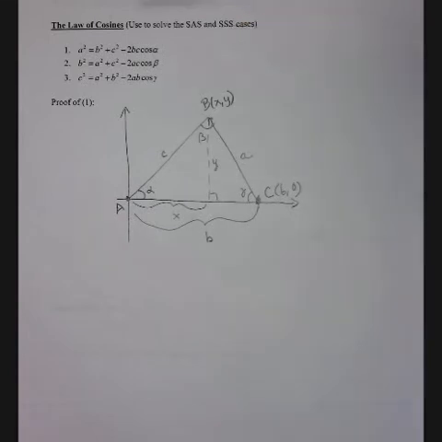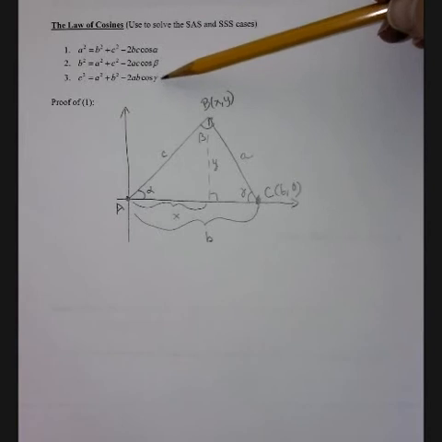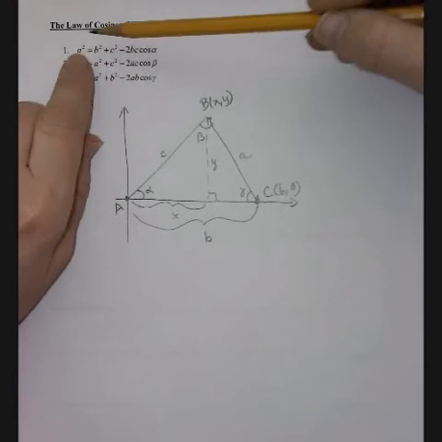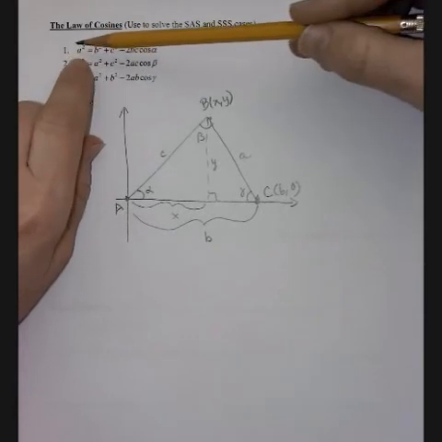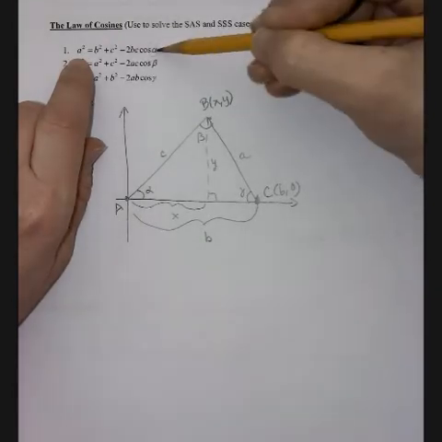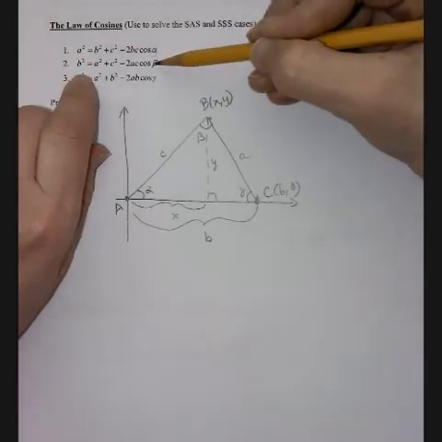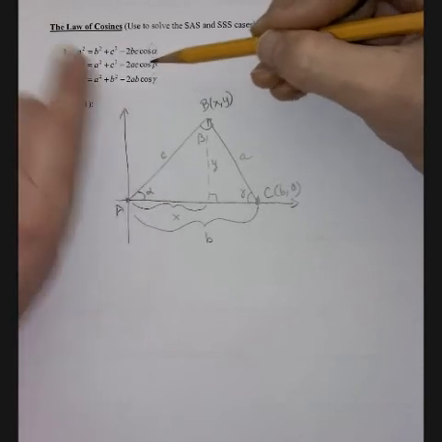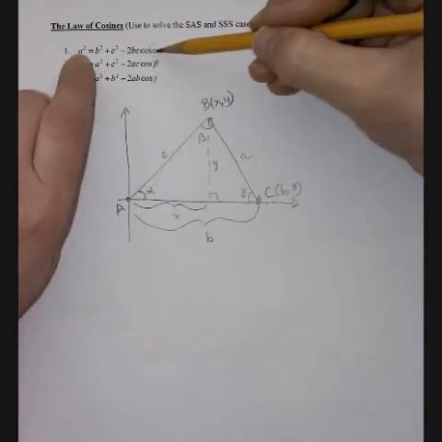So I've got three versions of the law here. They're really all the same. It's just saying that you've got your three sides of your triangle, right? So this A here, notice that's across from the angle alpha here. B, beta, C, gamma. So whatever side is over here should be across from the angle here.